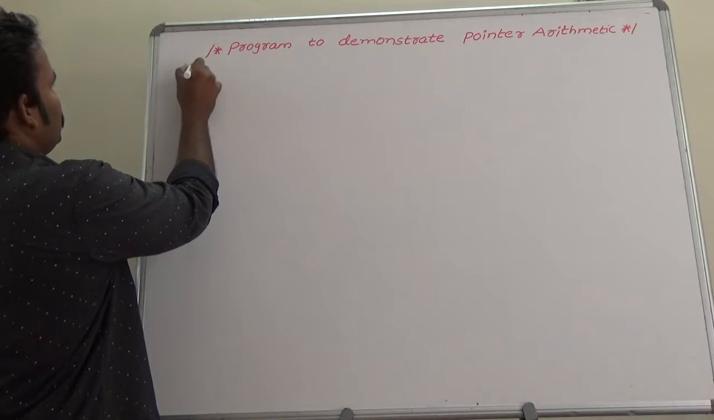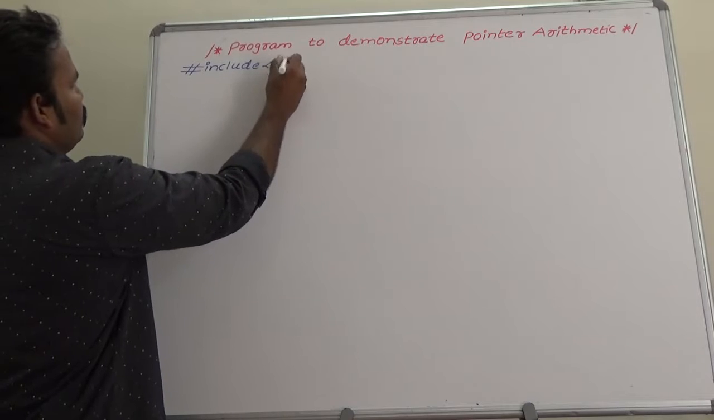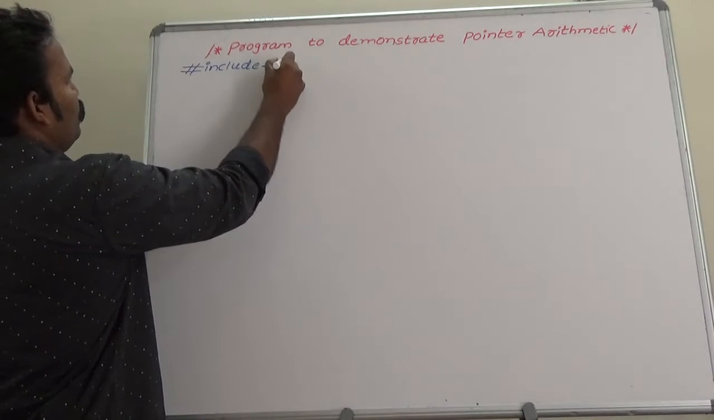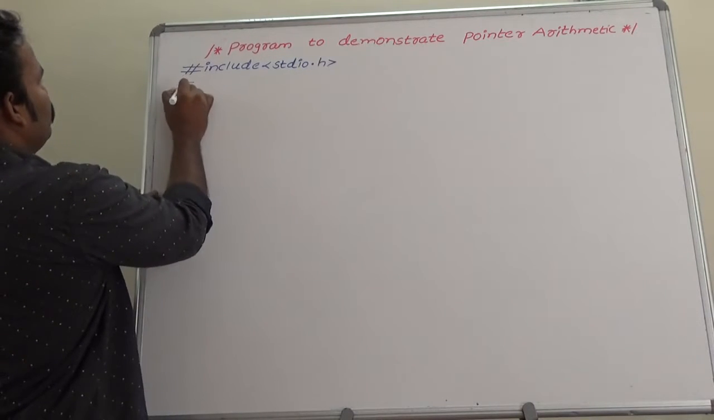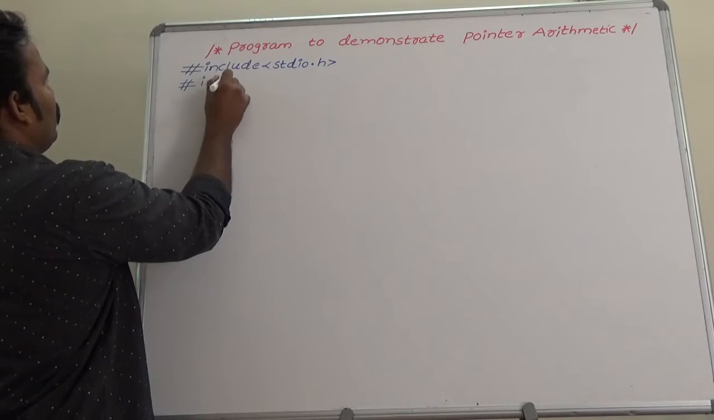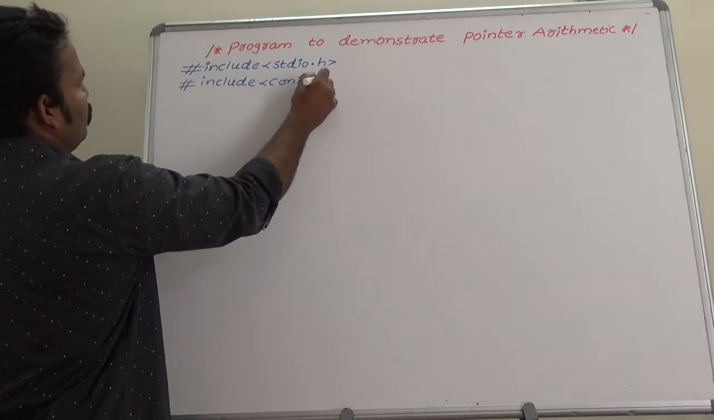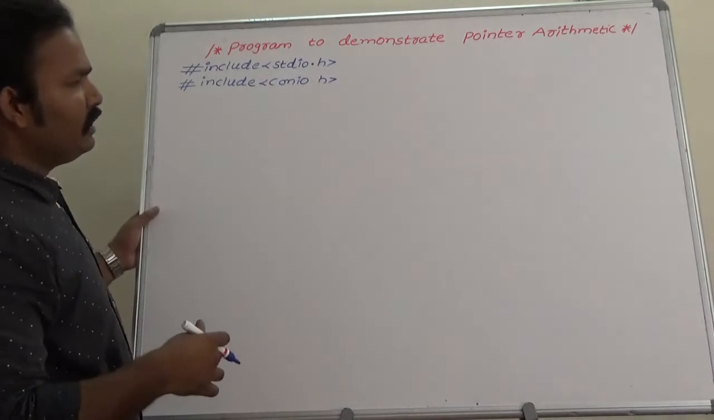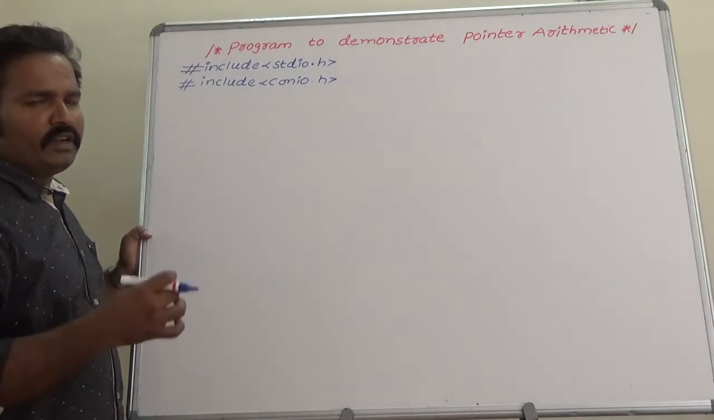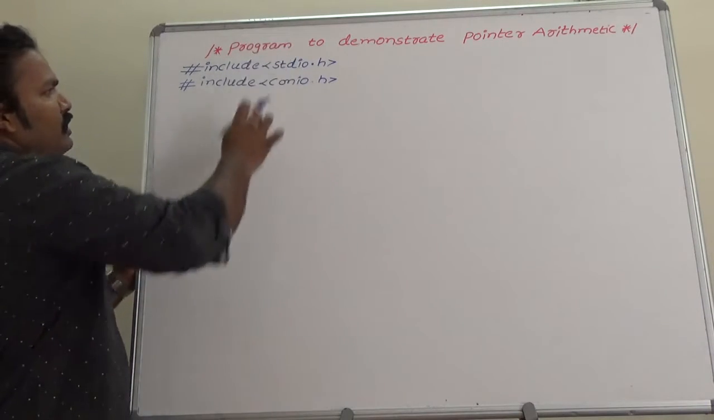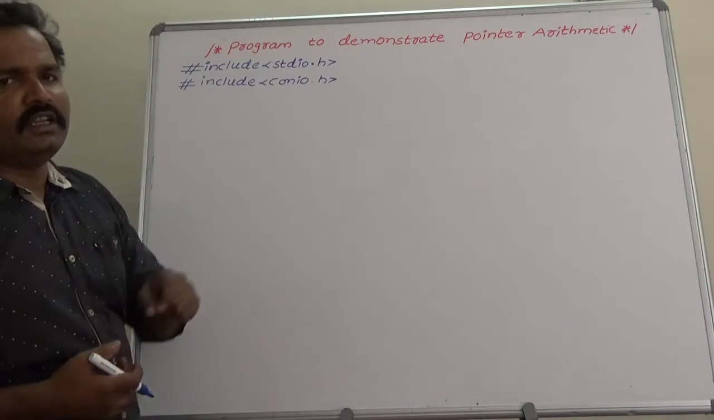So first, the link section. The link section contains header files. Here I am including 2 header files: the stdio header file, and the conio header file. Standard input output header file, console input output header file. Whenever you are using printf and scanf functions in your program, you should include the stdio header file, because these functions are available in the stdio header file.